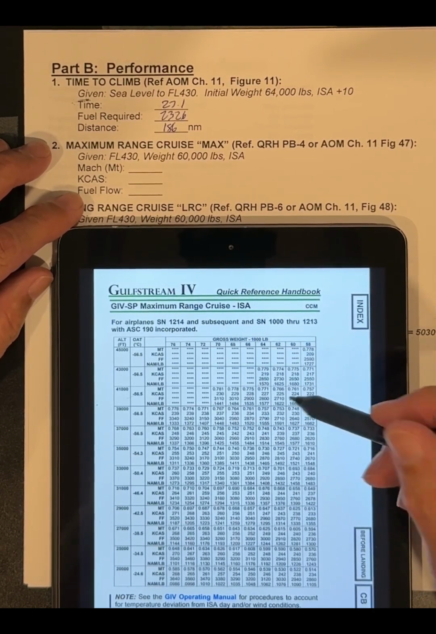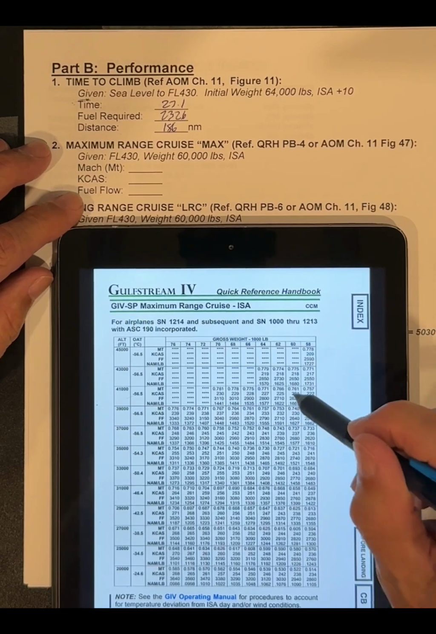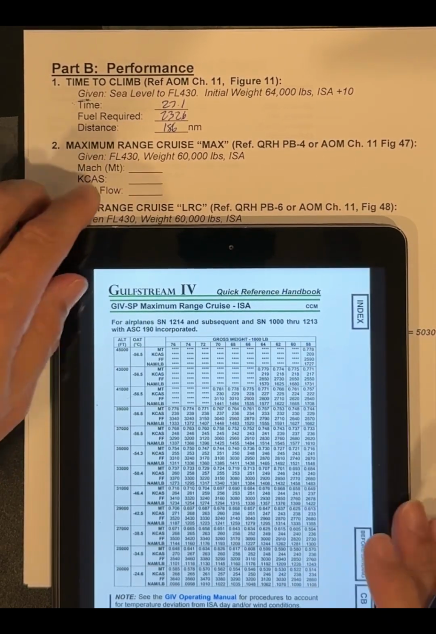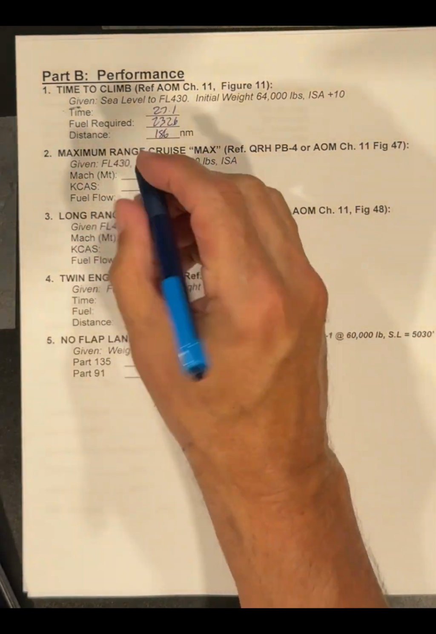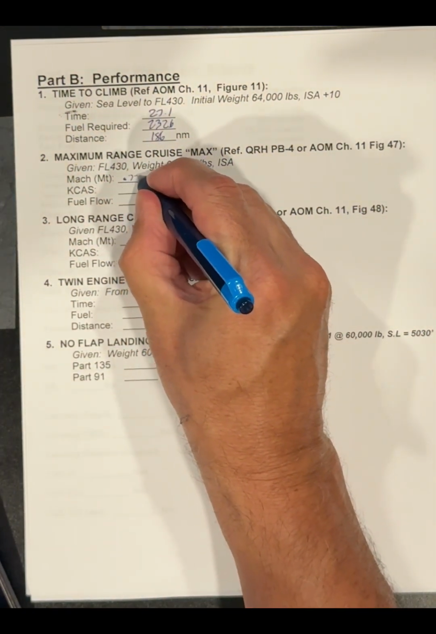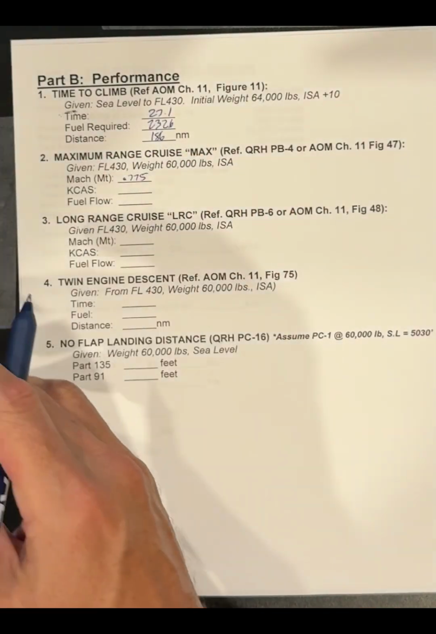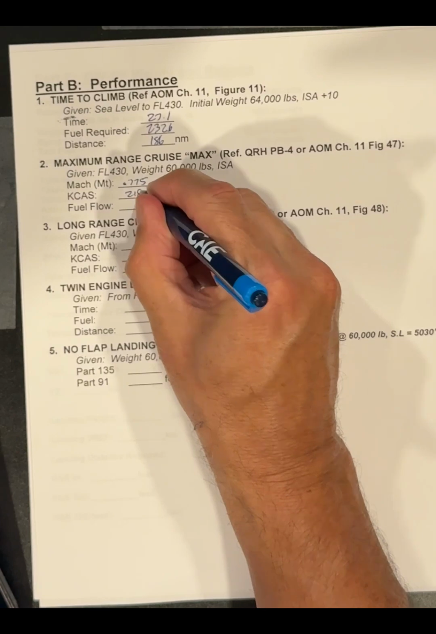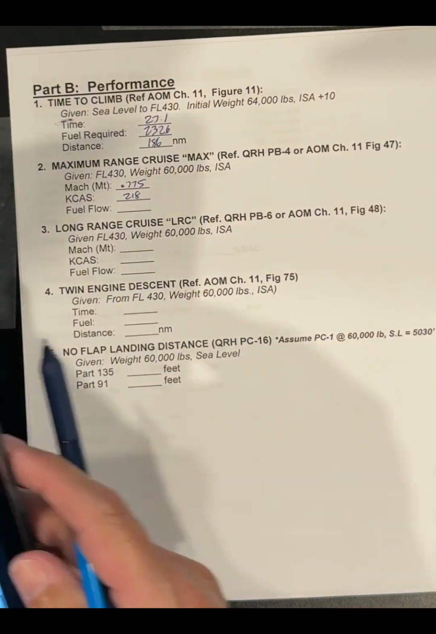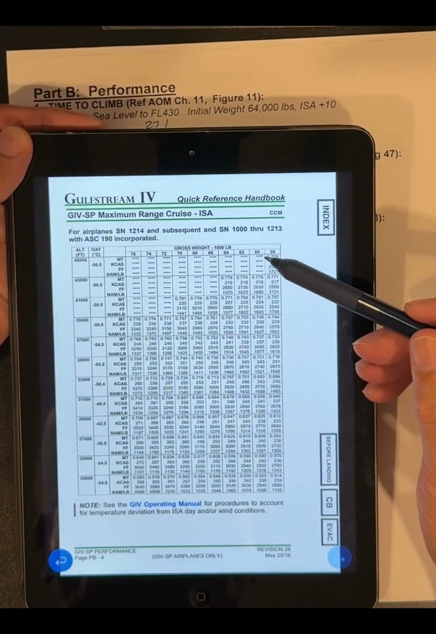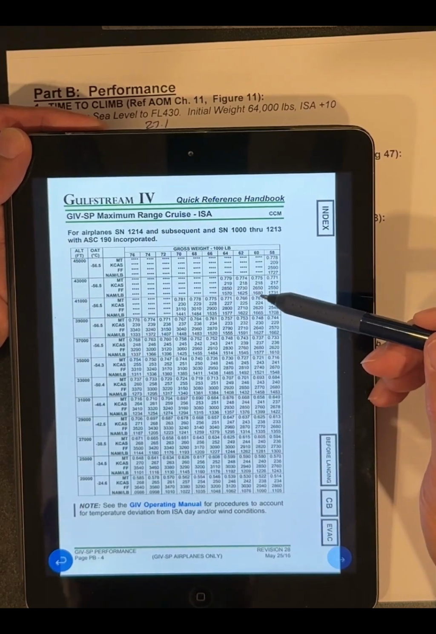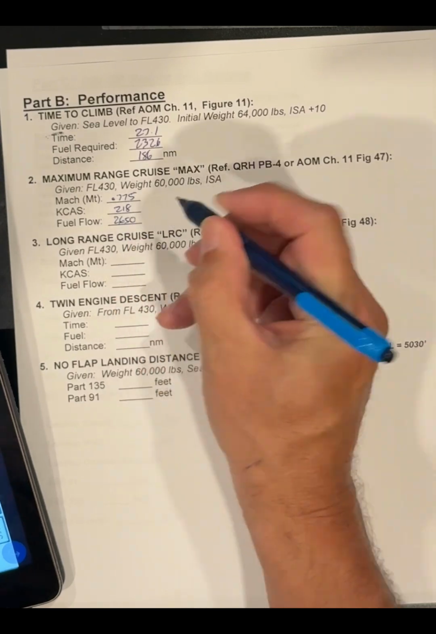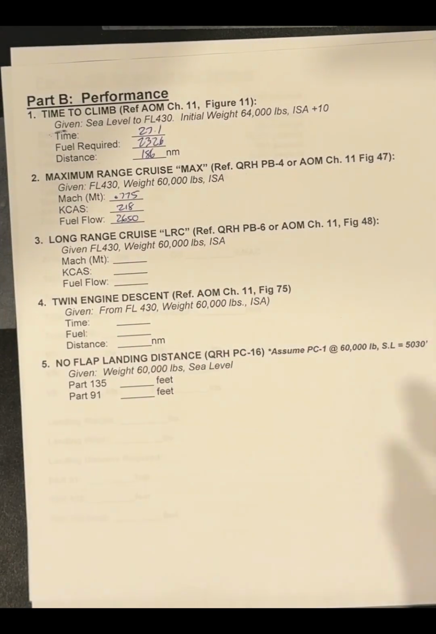And all we need to do is transcribe the information from here at 60,000 pounds at 43,000 feet onto our form. Let's do that. So what did we say the Mach was? 0.775. What did we say the airspeed was? 218. And what did we say the fuel flow was? Let's look at it again. 60,000, 43,000 feet, 2,650. So 2,650 total fuel flow, and we're done with that.